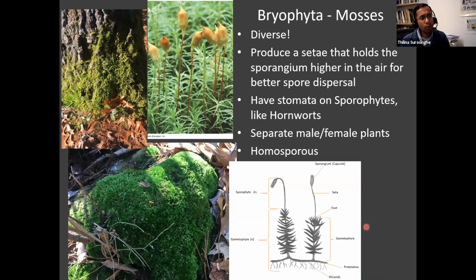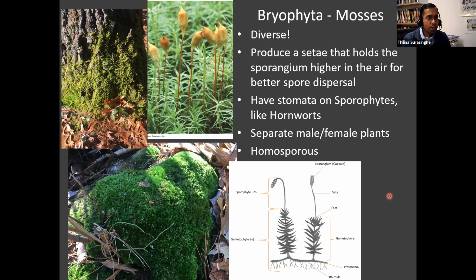Now let's move to the third group, bryophytes, mosses. Again, the most diverse group of non-vascular land plants. Now they also have a setae, a stalk that holds the sporangium on top. Like this is the setae, or the stalk, and this is the sporangium that contains the spores.